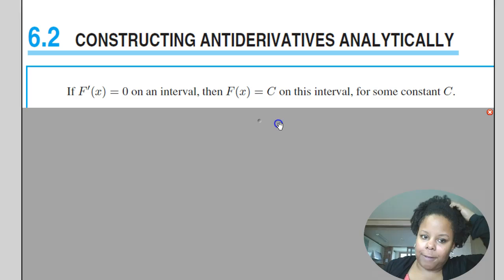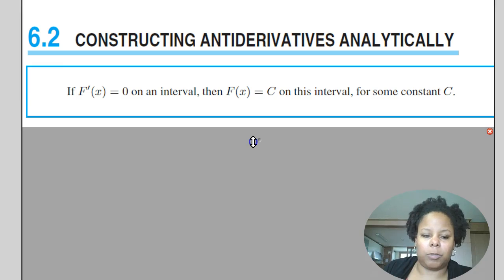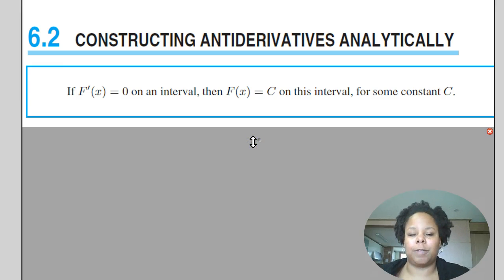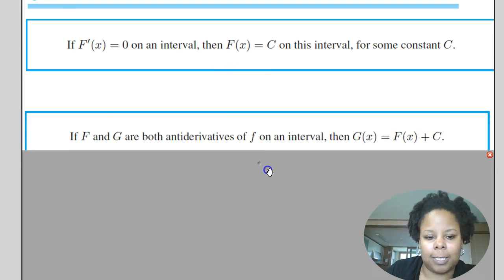So first of all, if big F prime of x is equal to 0 on an interval, that means the original function big F of x is equal to some constant on this interval. So in other words, if we ever have a derivative of a function being equal to 0 for all x, then we know the original function would have to be the constant. I know you guys are like, that's obvious.